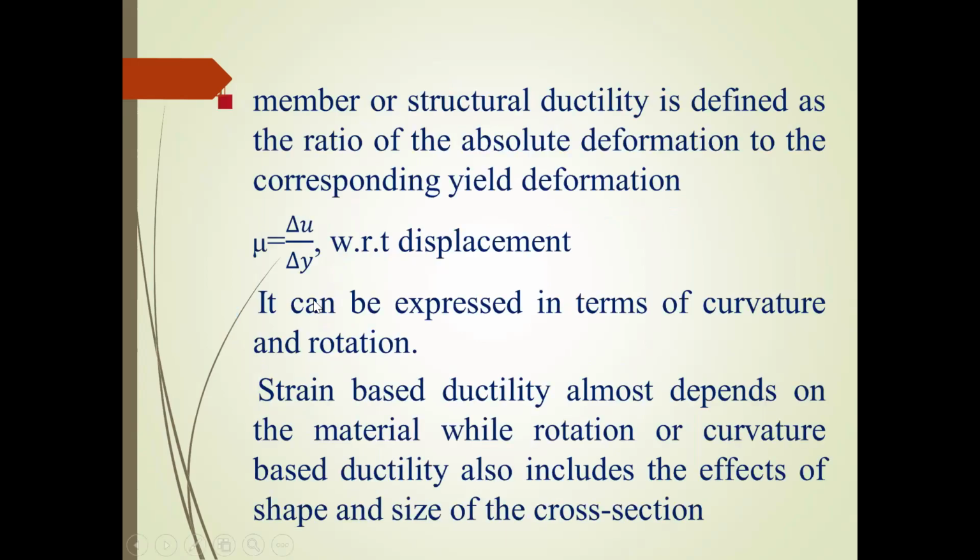Member or structural ductility is defined as the ratio of the ultimate deformation to the corresponding yield deformation with respect to the displacement. It can be expressed in terms of curvature and rotation. Strain based ductility depends mostly on the material, while rotation or curvature based ductility also includes the effects of the shape and size of the cross section.